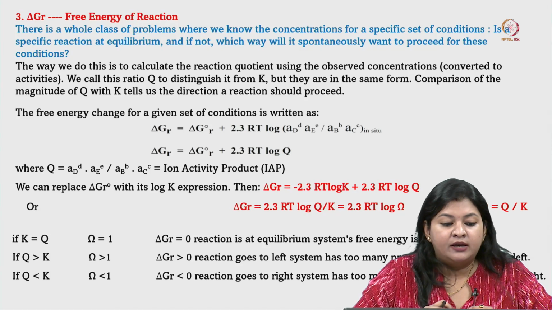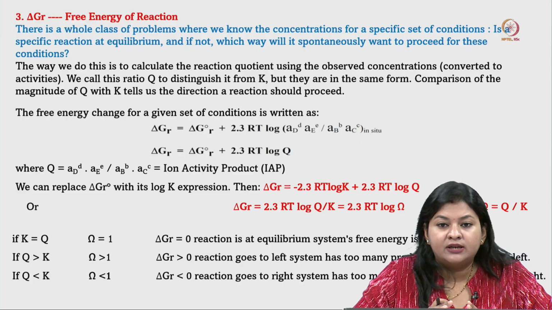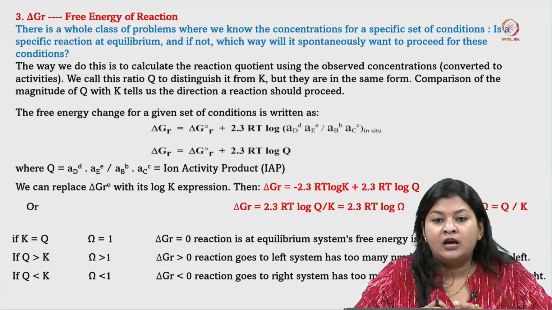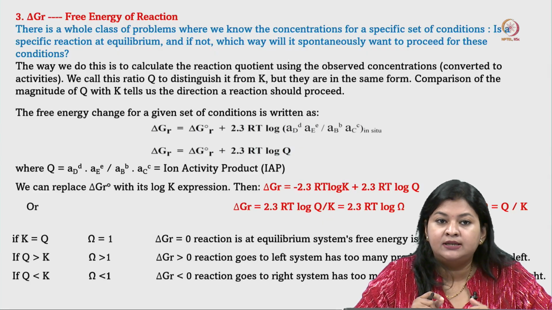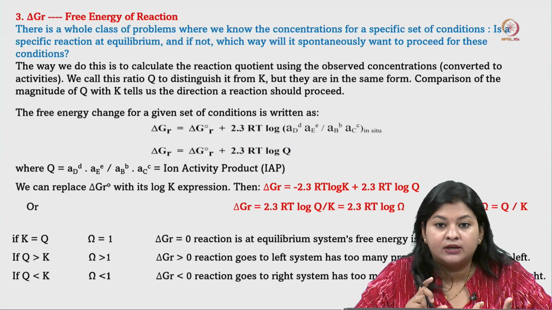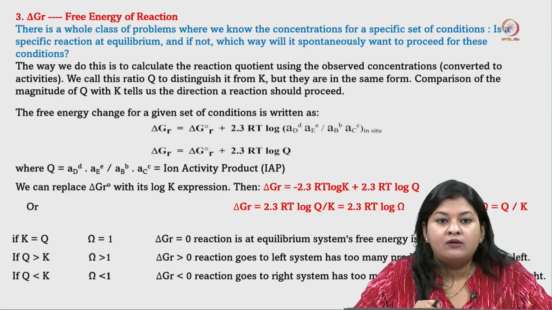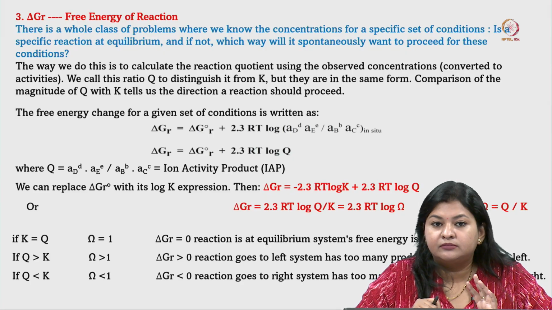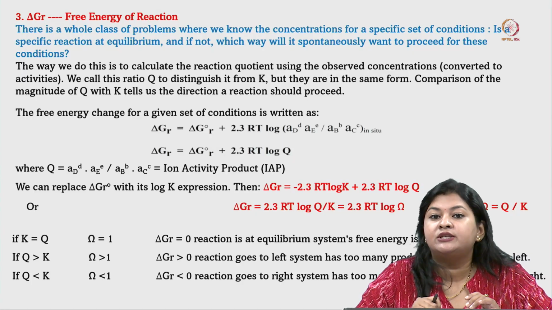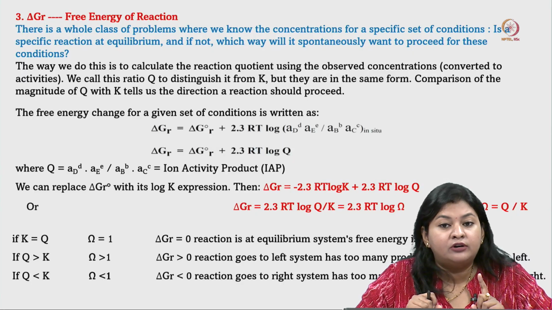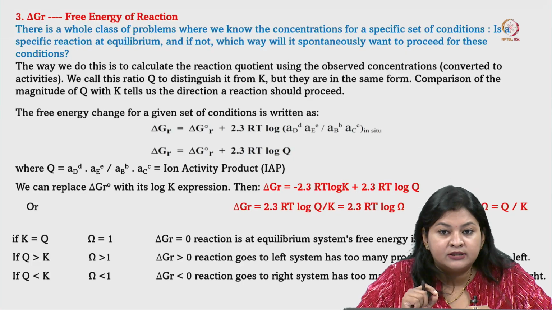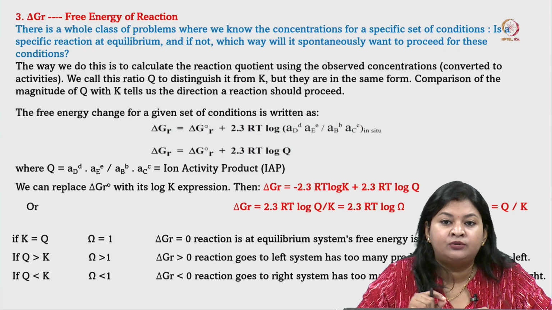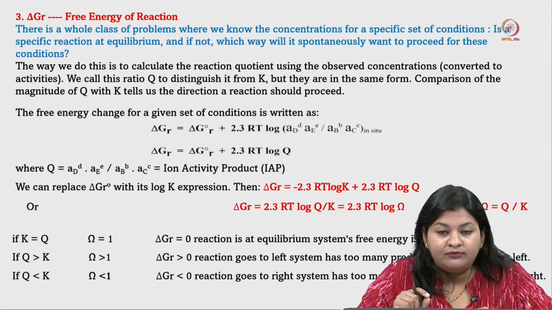Is a specific reaction at equilibrium? What kind of spontaneous reactions is going to happen, and in which directions? These are our questions in those conditions. The way we do it is to calculate the reaction quotient using the observed concentrations, and we are going to convert it into activities. We are not going to use concentrations here, we are going to convert them into activities.